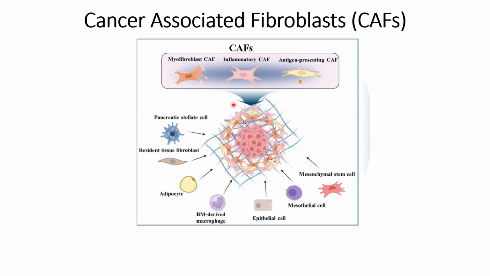So this is how the cancer-associated fibroblasts are categorized and how they can be used to improve the immune response, to counter the immune suppression, and increase the tumor suppression properties. So that's all for this video.